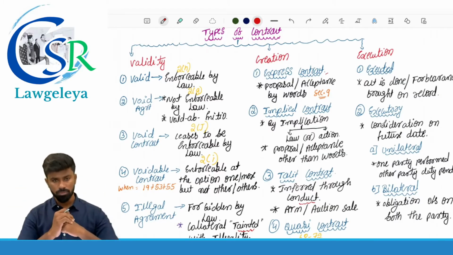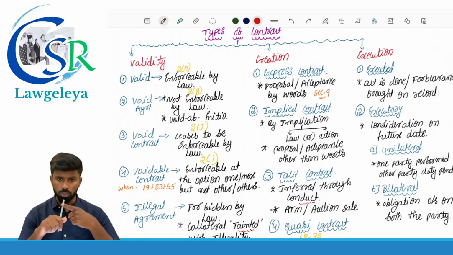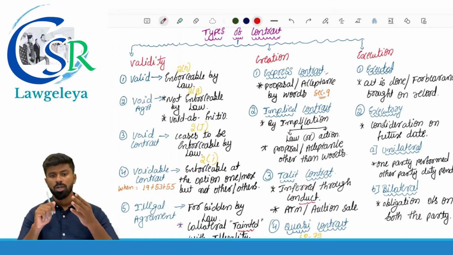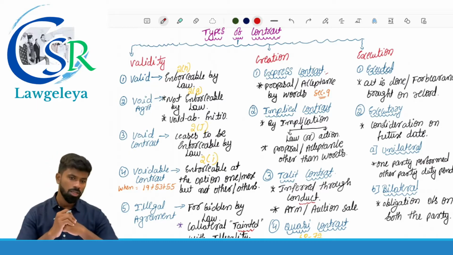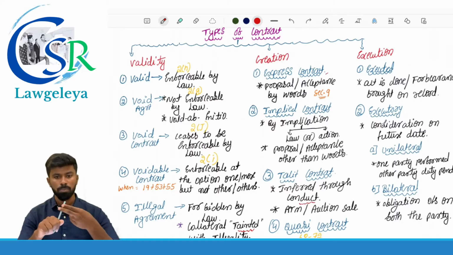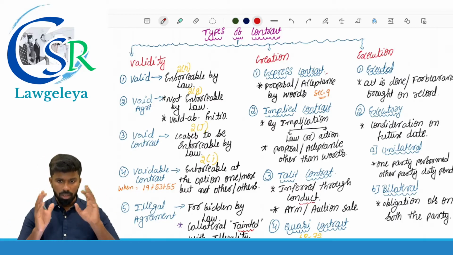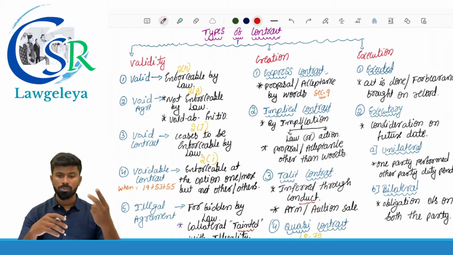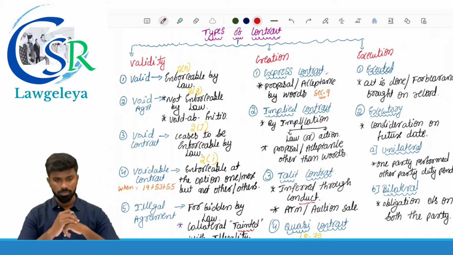Execution. On the basis of validity, valid 2H, void agreement 2G, void contract 2J, and voidable contract 2I. Illegal agreements which are punishable by law. Creation: expressed, implied, tacit, quasi. Execution: executed, executory. Executory how many types? Unilateral and bilateral. So these are the types of contracts.